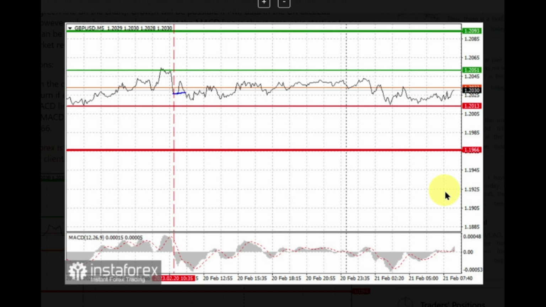Pound can also be sold at 1.2051, but the MACD line should be in the overbought area, as only by that will the market reverse to 1.2013 and 1.1966.